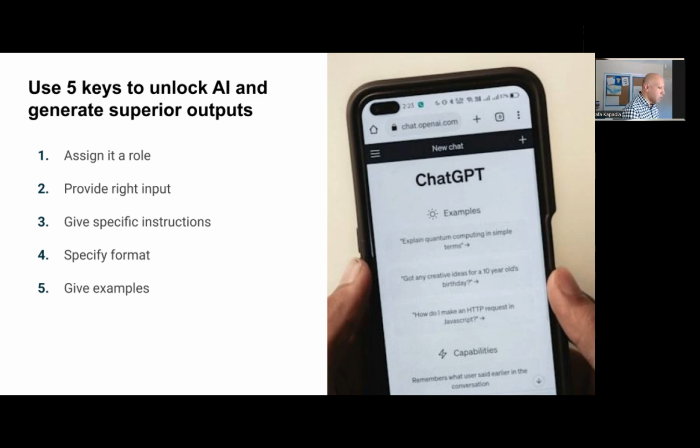Second is to provide it with the right input. Too much input hurts your chances of creativity. Too little input does not give you the right response. So how do you find the right balance? And we'll talk about that. Third, to give it specific instructions.